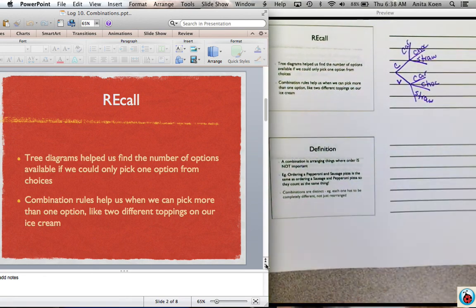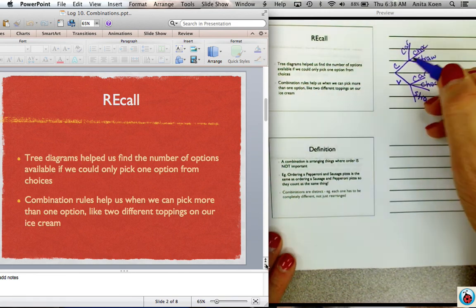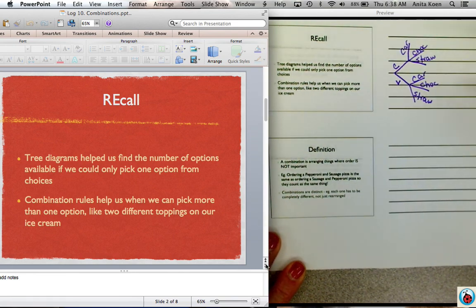Tree diagrams helped us to find the number of options that we had available if we could only pick one option from choices. For instance, if we had an ice cream problem where we could pick chocolate or vanilla, you can only pick one of those two options. And then for toppings, we had caramel, chocolate, and strawberry. And you could only pick one of those options. Tree diagrams help us in that kind of situation where we can only pick one option from our choices.